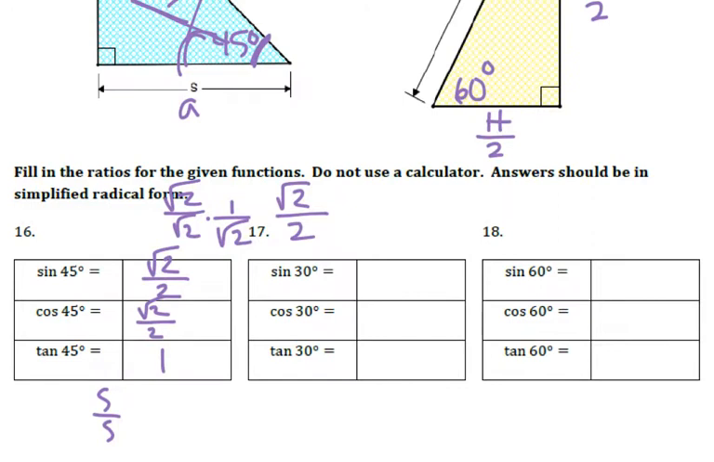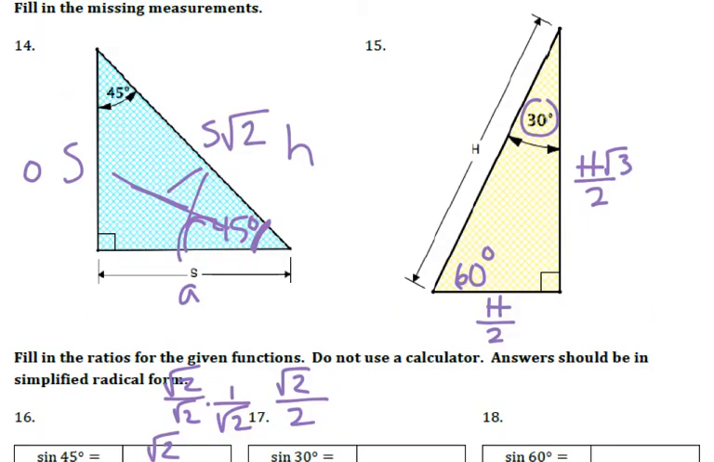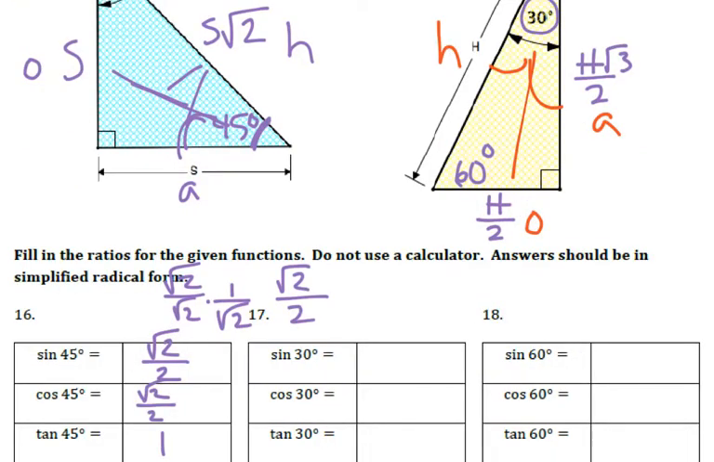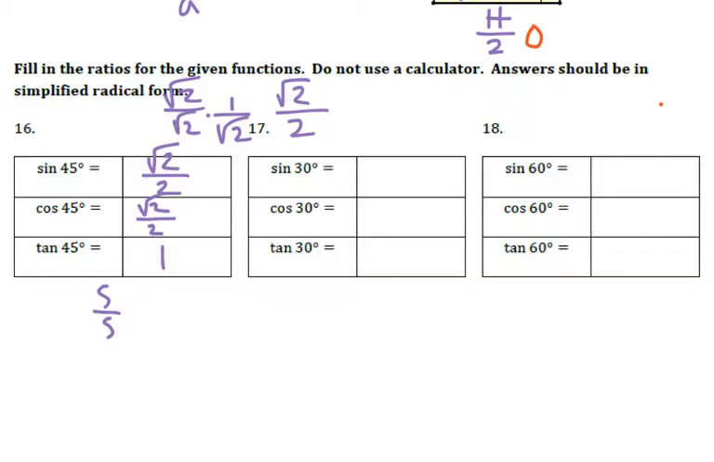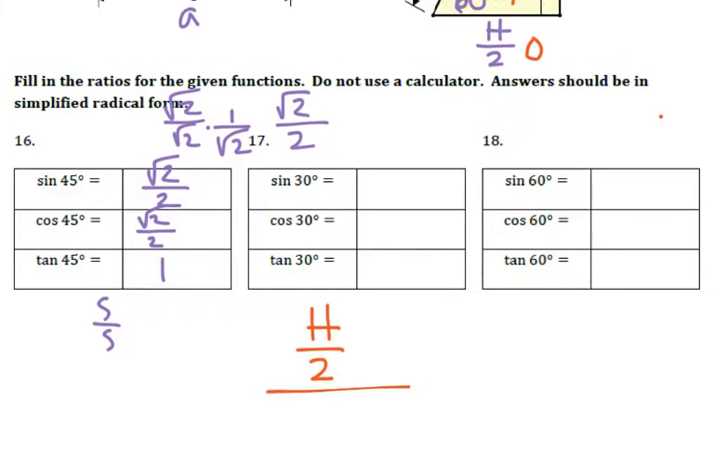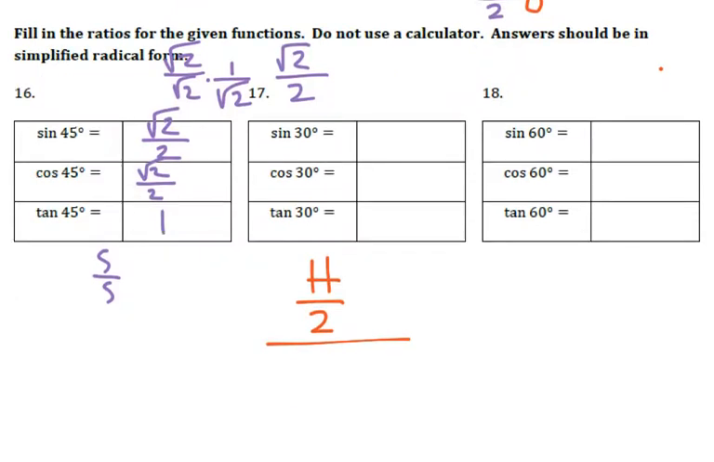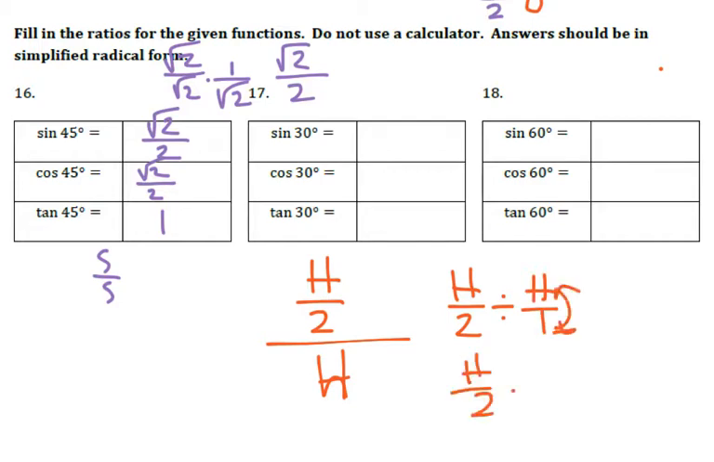Okay, now if we look at number 17, the sine of 30 degrees. So here's our reference angle. So that would be opposite, that would be adjacent, that would be hypotenuse. So the sine is opposite, the opposite being h over 2, over the hypotenuse, which is h. Well, h over 2 divided by h, get the reciprocal and multiply, h over 2 times 1 over h. The h's would cancel, leaving us with 1 over 2. So it's 1/2.